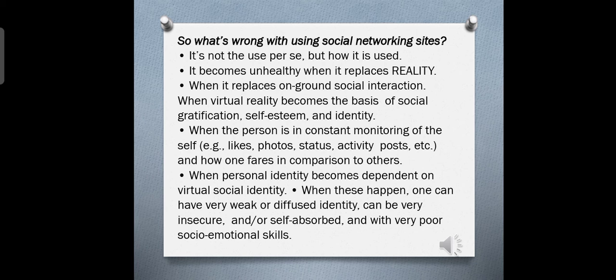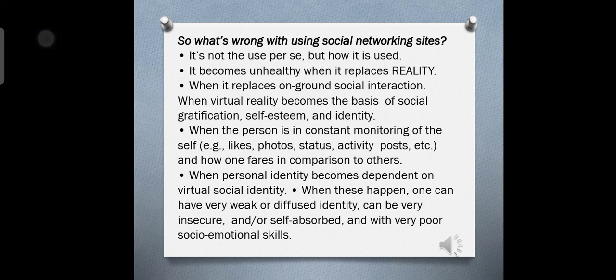Number 3, when it replaces on-ground social interaction, when virtual reality becomes the basis of your social gratification, self-esteem, and identity. So, kapag naging basihan mo na lang ng iyong kasiyahan, self-esteem, and identity ang social media, hindi na siya maganda.